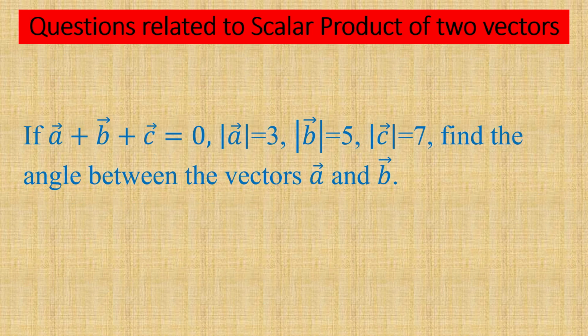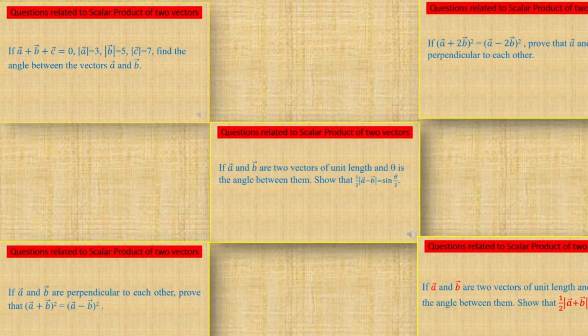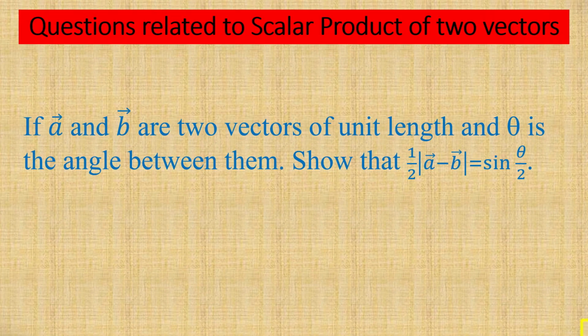Question number 1. If vector A plus vector B plus vector C is equal to 0, modulus of A vector is equal to 3, modulus of B vector is equal to 5, modulus of C vector is equal to 7, then we have to find the angle between vector A and vector B. Next question: if vector A and vector B are two vectors of unit length and theta is the angle between them, then show that half modulus of A vector minus vector B is equal to sine theta by 2.